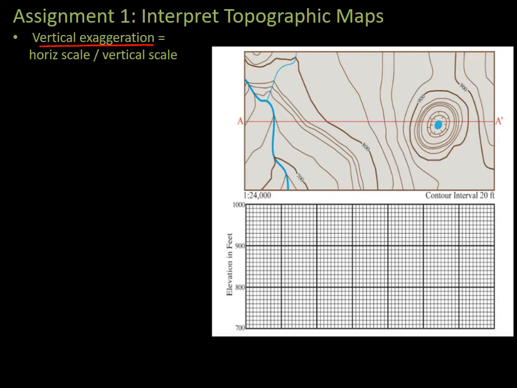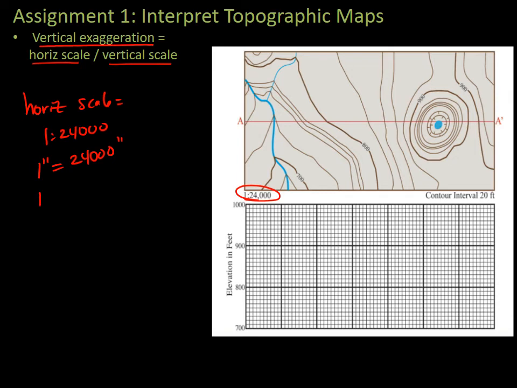So we do that by looking at two things: the horizontal scale, that is something that tells us about the shape of the horizontal part of the map, and the vertical scale, the profile that you just drew. So we need to know the horizontal scale, and that's given to us here. It's written like this: 1 to 24,000. What that means is that 1 inch on the map equals 24,000 inches out in the real world.